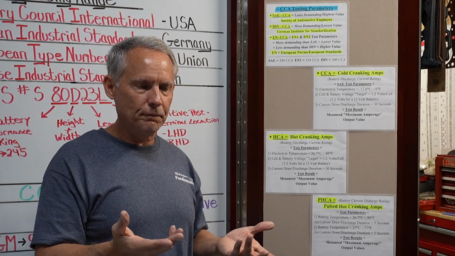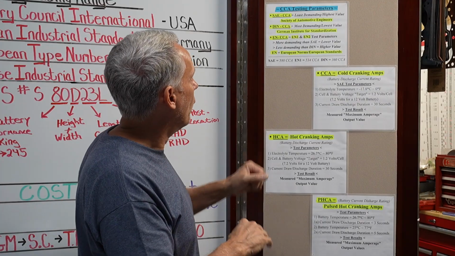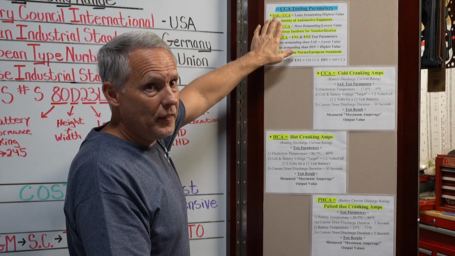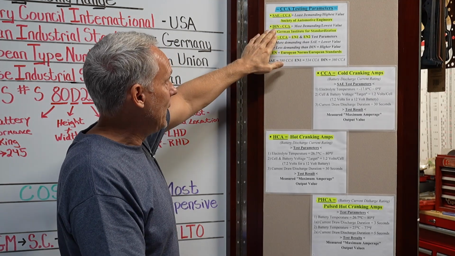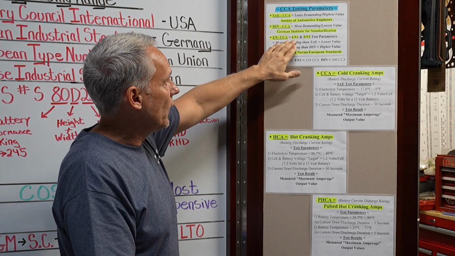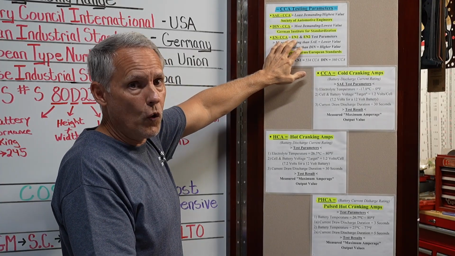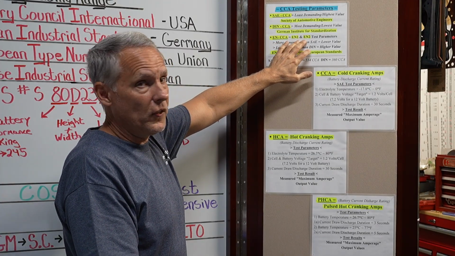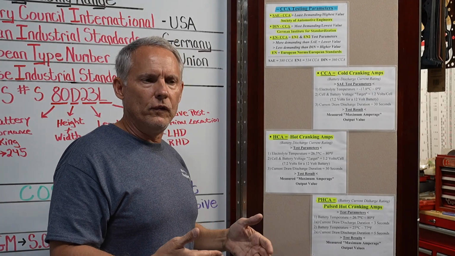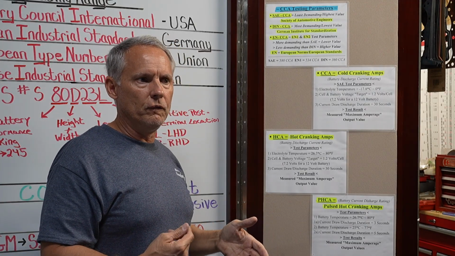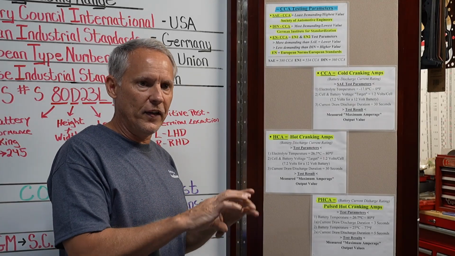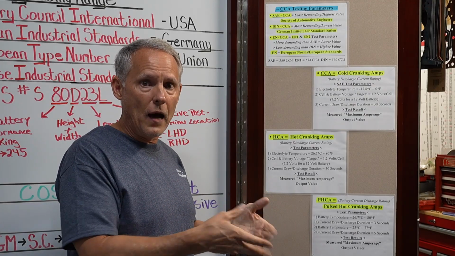So why is that? Let's go over that real quick. Here I've got the CCA testing parameters. You have your SAE CCA, your DIN CCA, and your EN CCA, which has two different testing parameters. One's known as EN1, the other as EN2. In my world, EN1 is the relevant one, because the majority of my life I've worked on passenger cars, so EN1 is more relevant to what I've worked on.